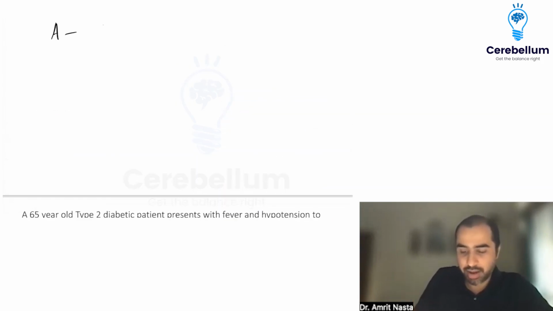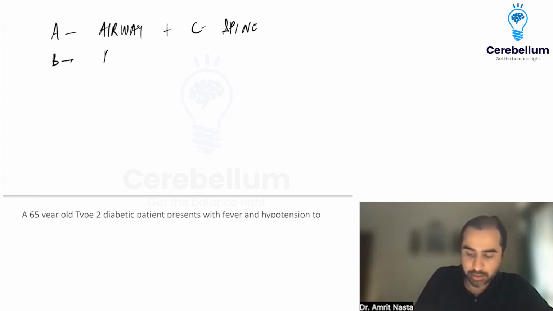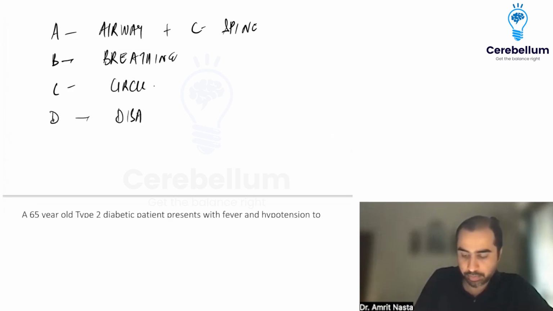A is airway with cervical spine immobilization. Airway plus C spine. B is breathing. C is circulation. D is disability. E is exposure. Okay? This is your ABCDE of trauma.